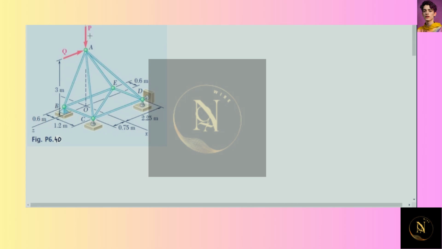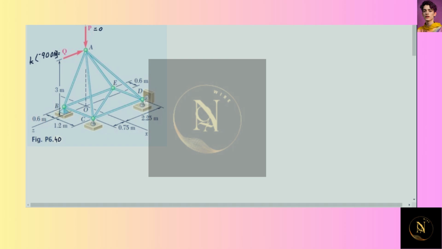Here P is given as 0 in the question, and Q is given as minus 900, negative 900 Newton, and this one is actually along K.